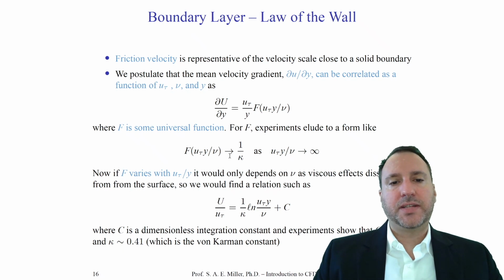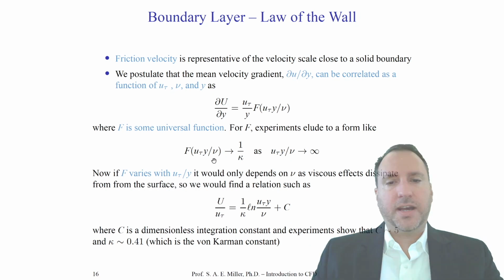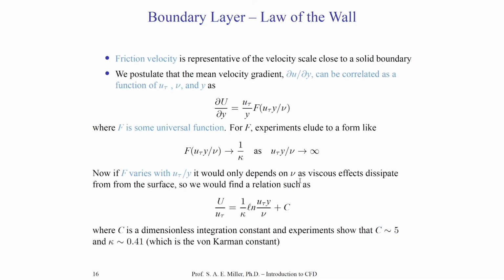Now, looking at the experimental data and its collapse according to this theory here in our postulate, we'll see that f mainly varies as what? It mainly varies as the friction velocity and y. We're saying, well, viscosity is relatively constant in most low-speed flows. Of course, we would have to modify this theory for higher speed flows, but you'll see it still works wonderfully. Anyway, f will vary with u tau over y because viscosity is relatively unchanged. So it only depends on, perhaps, viscosity, as viscous effects will dissipate far from the surface. So we won't worry too much about the viscous term relative to these other terms, u tau and y.